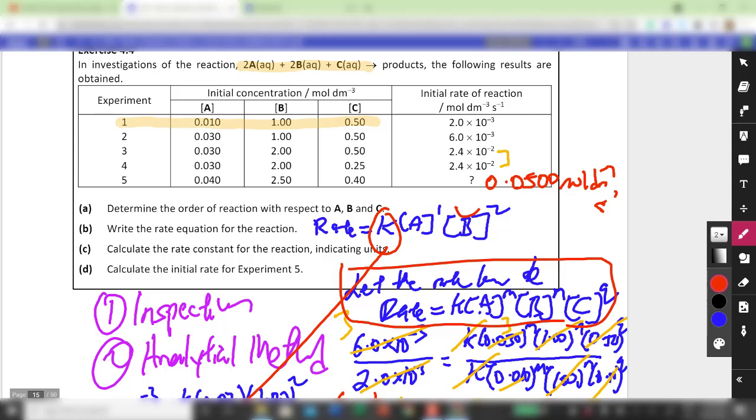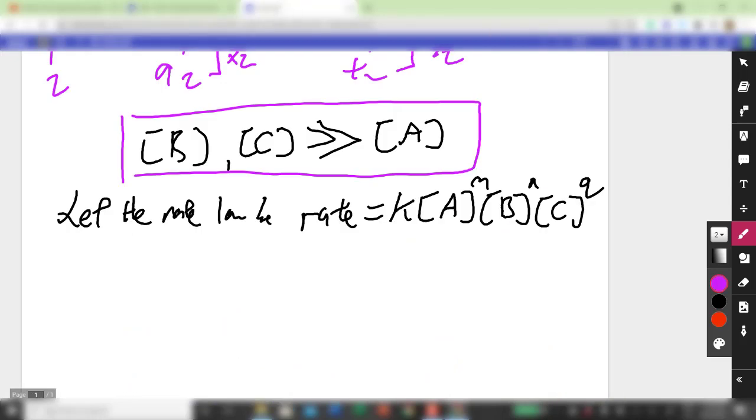Okay, you notice that even if all the A reacted, the amount of B that changed is only by 0.01. That's like 1%. And the amount of C that changed is 0.005. That's like 1% as well. Do you notice that? So therefore, isn't it right to say that I can approximate the rate now to what we call k prime?